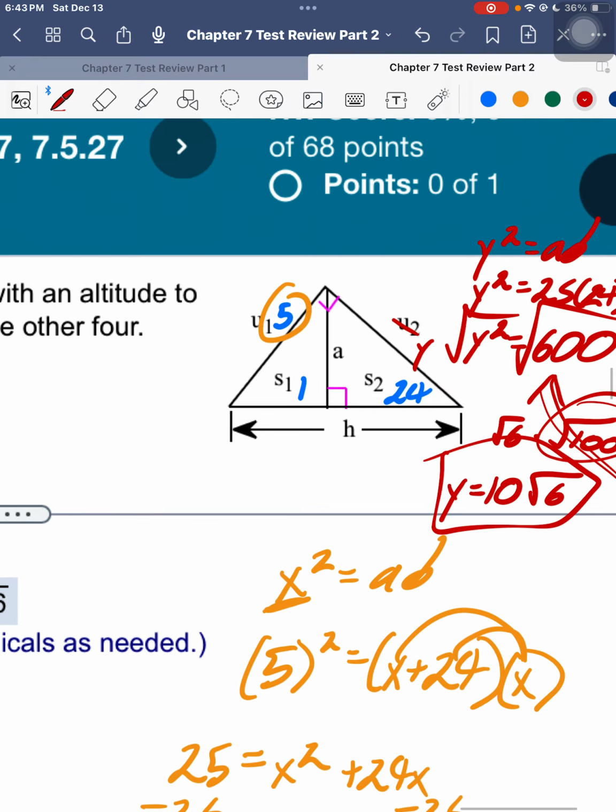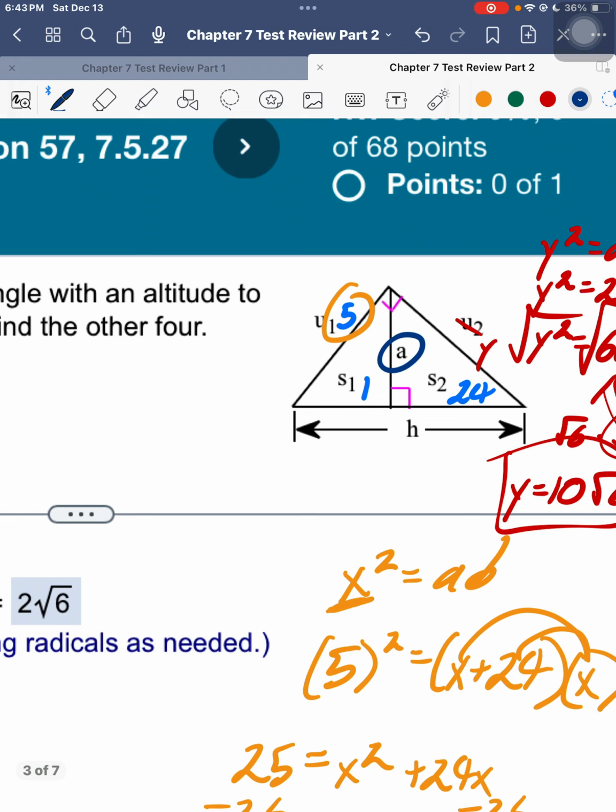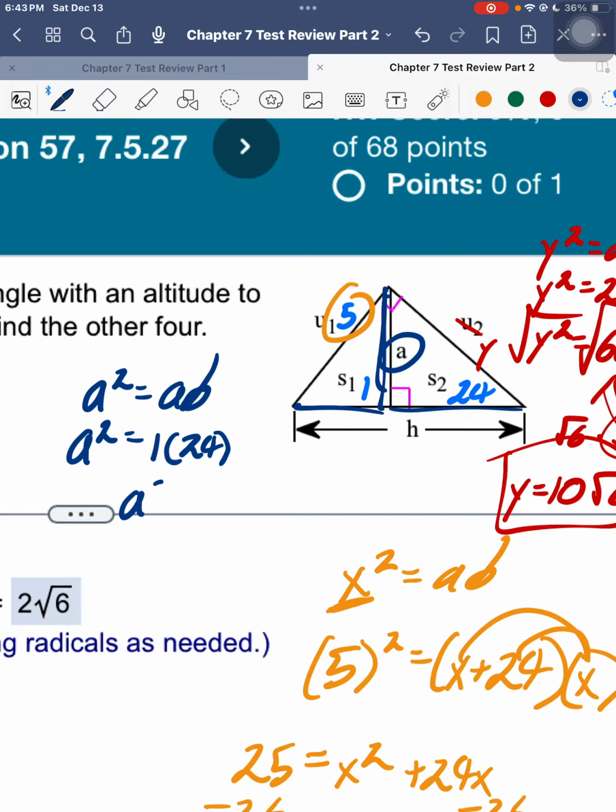And now let's find my A. So let's find my A in purple. So now my A is my other geometric mean. So I'm going to have A squared equals A times B. I don't know my A. So what's my A? Well, my geometric mean is on the altitude. My A and B are each segment of the hypotenuse that was cut by the altitude. So I have 1 times 24. So A squared equals 24.